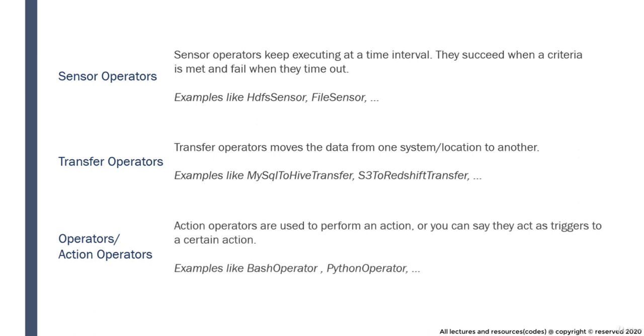Then we have just action operators, or simply called operators. These operators are used to perform various actions according to their type. The operator name itself will tell you what action it is going to perform. The bash operator that was used in the tutorial example to trigger some bash commands is one such example of action operators. Not only the bash operator, we have more action operators like the Python operator to call an arbitrary Python function. Then we have the Hive operator to execute any Hive script, the BigQuery operator that executes Google BigQuery SQL, and many more.